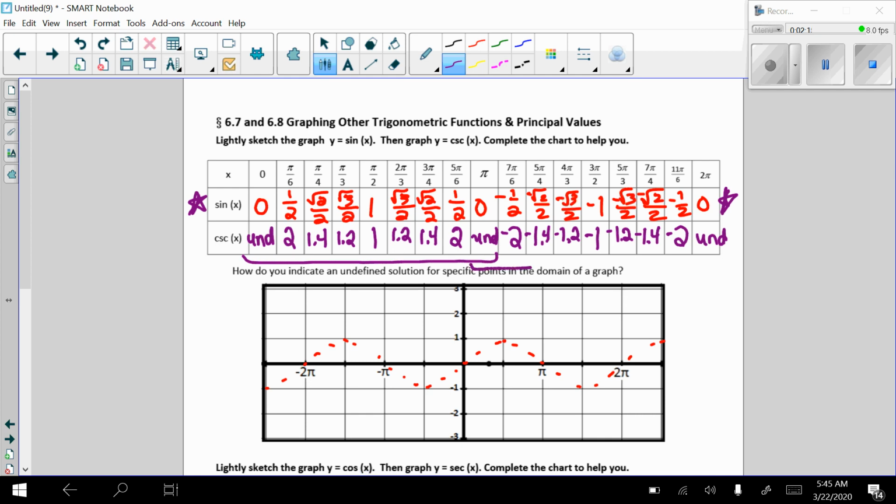Okay, and what you'll see is they basically repeat themselves, positive and negative. So at pi over 6, we have a value of 2. At pi over 4, we have a value of 1.4. At pi over 3, we have a value of 1.2. And then at pi over 2, we have 1. And then it goes right back up again. There are no values. It is undefined at 0 and pi. And what happens here is those are our asymptotes. And our function will look like this.